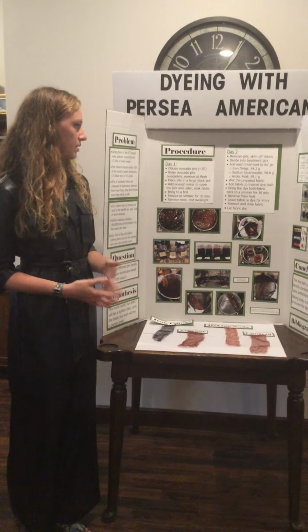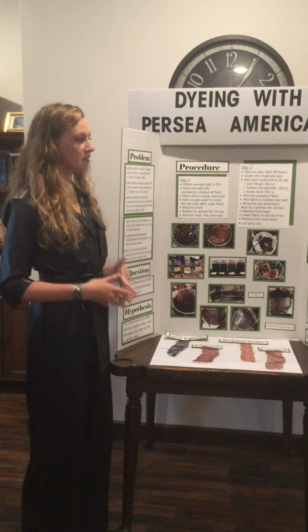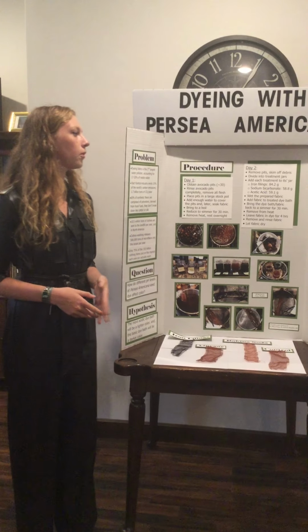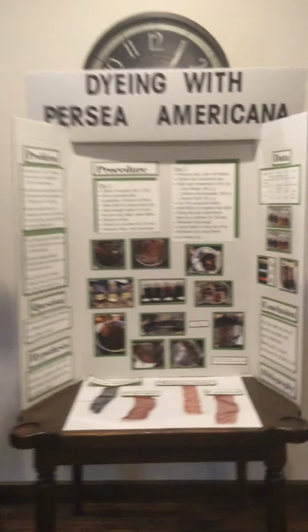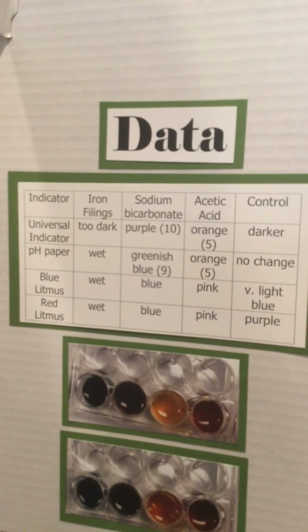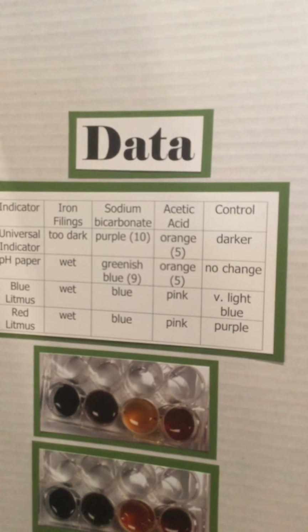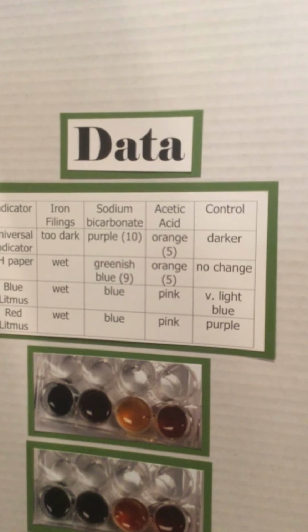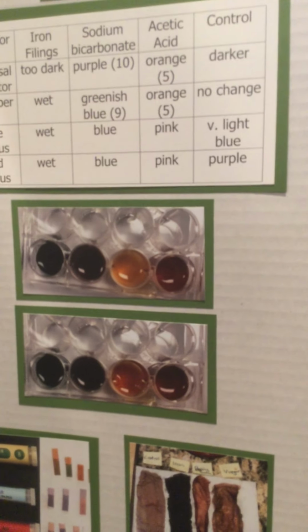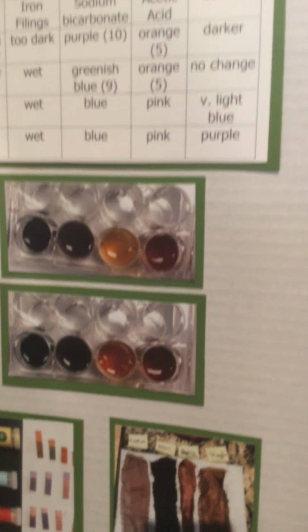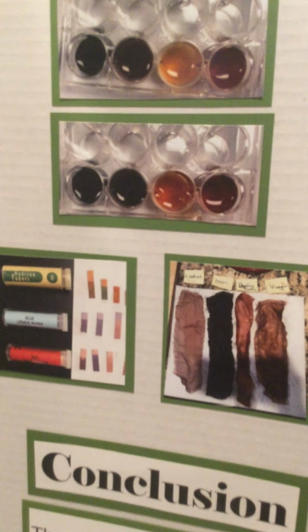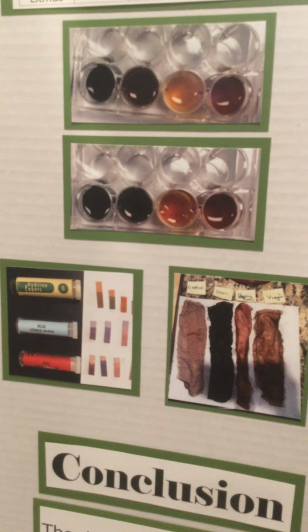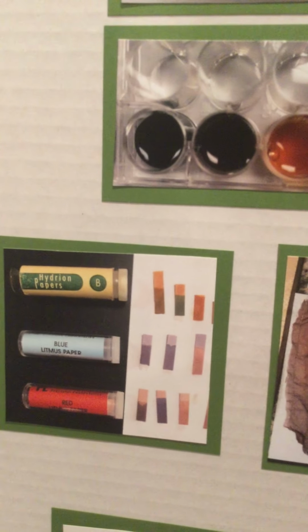So for my sodium bicarbonate, or my basic solution, I got a purple with the universal indicator, which put it on about a 10 on the pH scale. And then with the pH paper, it gave me about a 9. And then for the blue litmus, it turned blue, which means it was basic, and red litmus, it turned blue, which also meant basic. For the acetic acid, or the vinegar, I got orange on the liquid indicator and orange on the pH paper, which put it on the pH scale at about a 5. And then on the blue and red litmus paper, I both got pink results, and pink equals acidic.